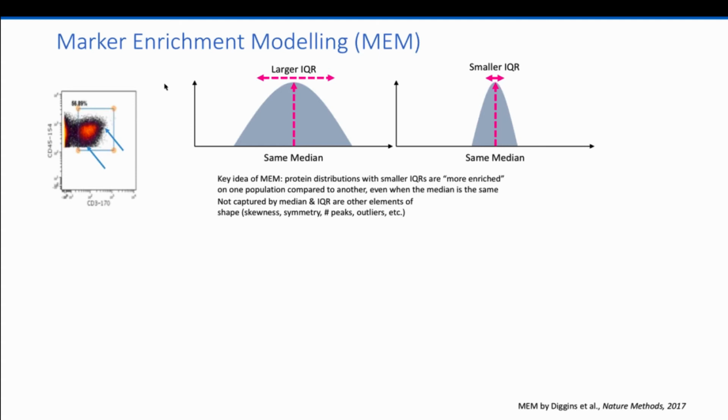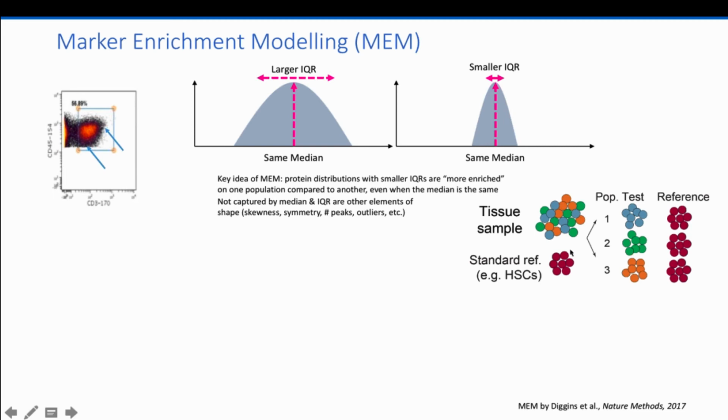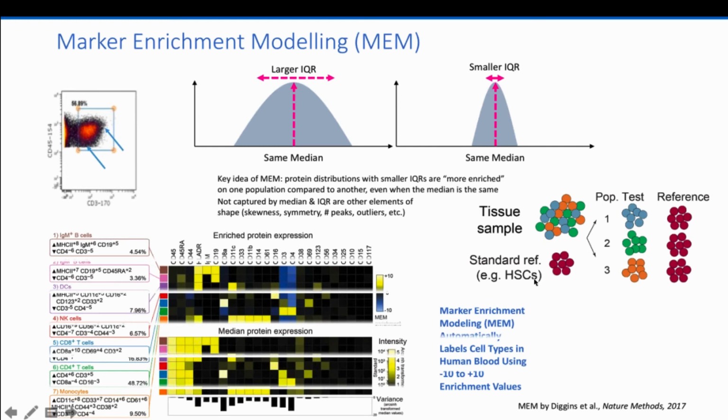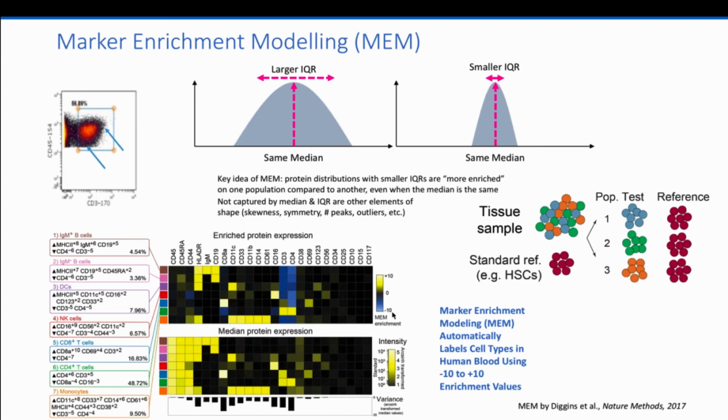And the whole point of marker enrichment modeling is based on interquartile range of expression. With the same median, depending on your interquartile range, you may have more enrichment. So this population is more enriched compared to this, while they have the same median. And if you use a standard reference, and then you have a sample to compare to that reference, you can basically identify within your test sample the enrichment for different markers and segregate different subpopulations within your sample compared to your standard reference. And therefore, this is an example of how you can then define different lymphocytes, different T cells. And if you say something is positive for CD8, how positive or how negative they are for different markers. And you have something to compare.